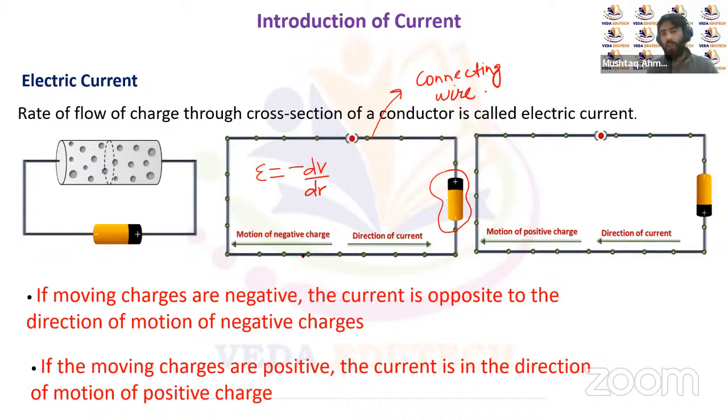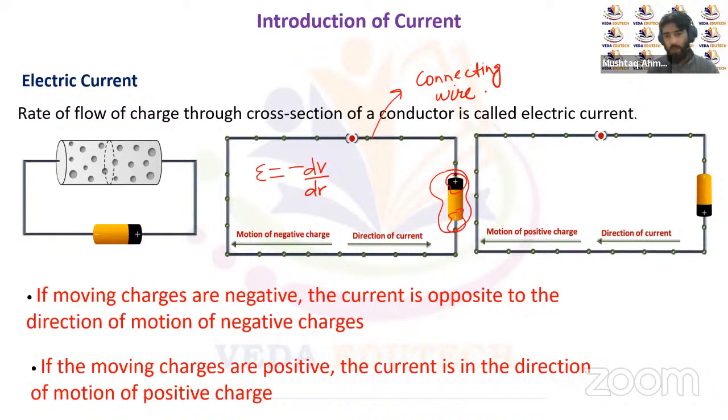And we know that whenever a negative charge is placed in some external electric field, the negative charge always moves opposite to the direction of the electric field, because the force acting on the negative charge is always opposite to the direction of the electric field. So it means that this is the positive end of the battery and this is the negative end of the battery.